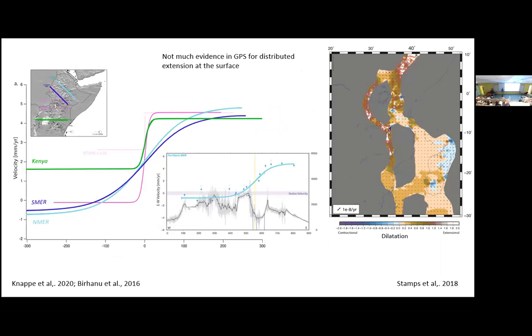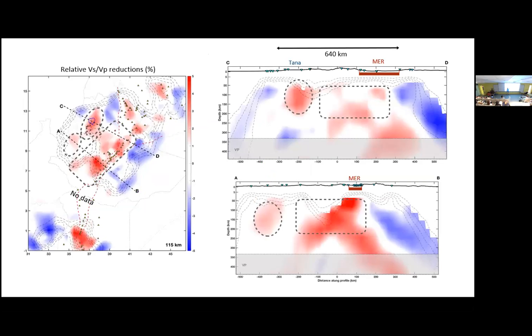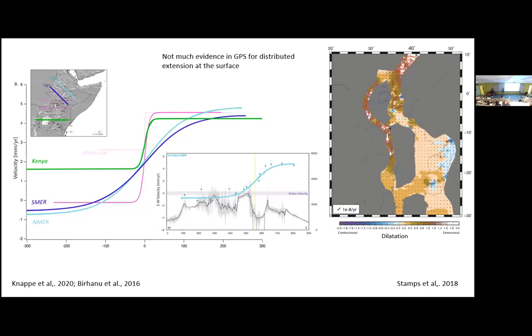at the surface. We're still looking at something between 200 and maybe 400 kilometers of extent, and it's mostly focused on the rift axis. This doesn't look like the 600 and change kilometers of horizontal extent that we're seeing at depth.